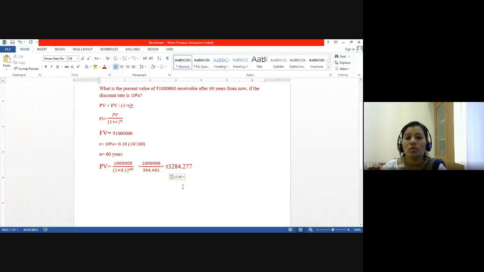Okay. So 1 million, what you will be receiving after 60 years, if you are discounting it or finding its present value by applying 10% interest rate, its value is just 3284. That is the meaning.